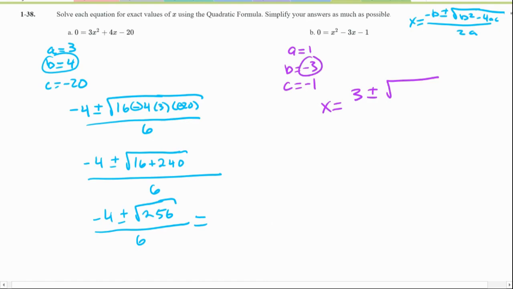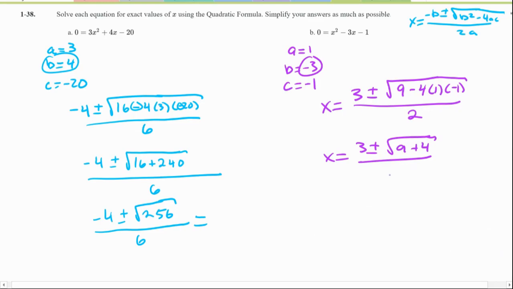b squared. Negative 3 times negative 3 is 9, minus 4 times a times c. Since I got two negatives, it's going to end up being a positive. It's all over 2 times a. So x equals 3 plus or minus the square root of 9 plus 4, all over 2.